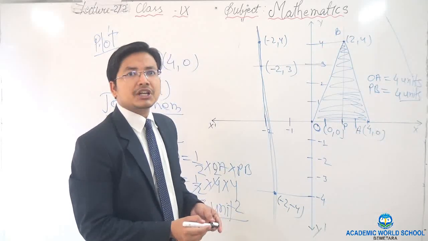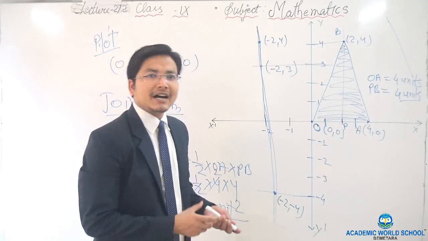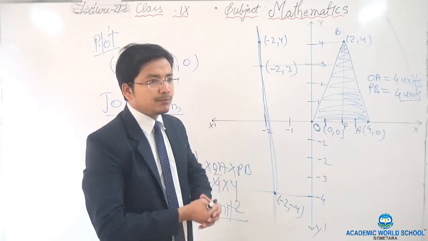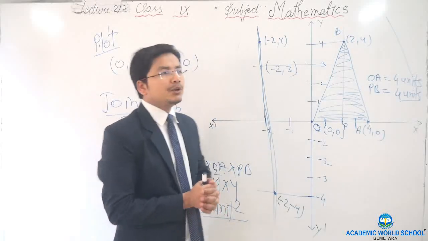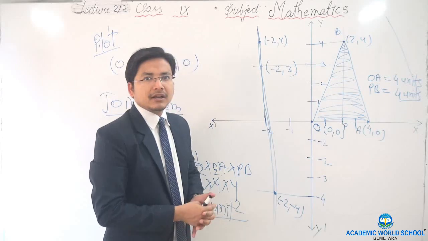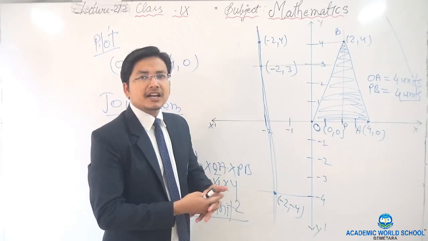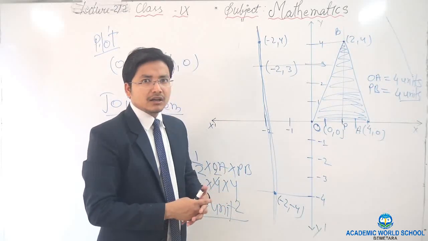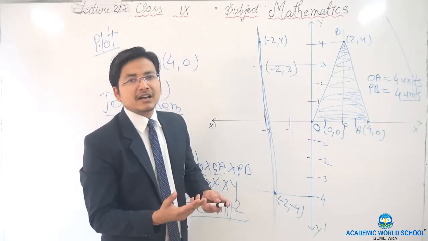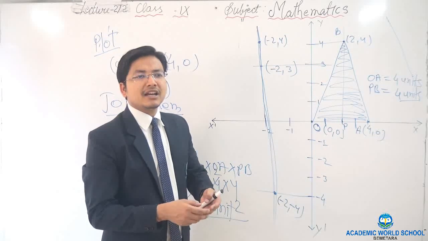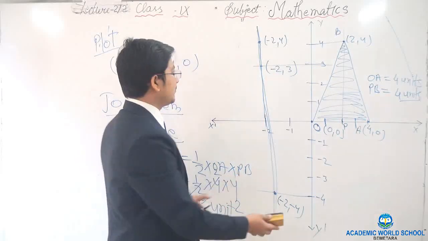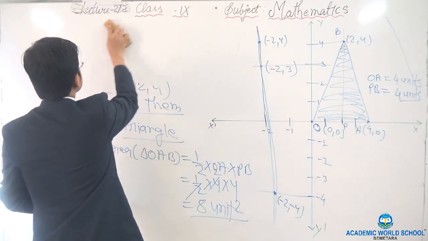So what kind of question will be asked? 4 points will be given to us, and we have to plot the points and join them and get the figure. And then it may be asked to find the area of the figure. Let's say we can find the area of a rectangle, or the area of a square. So this kind of question may come. Okay.